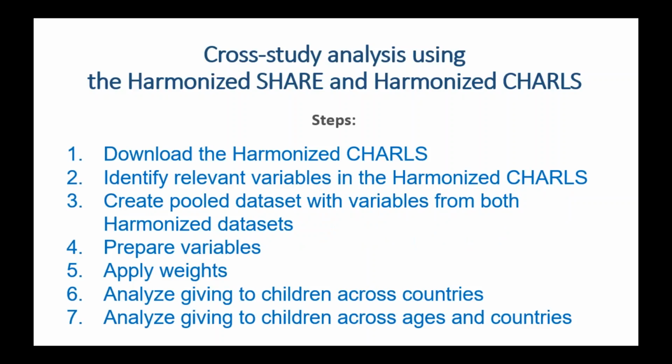We're then going to identify the relevant variables in the harmonized CHARLS. We know what those variables are already for SHARE, so we'll identify those for CHARLS. Then we'll create a pooled data set. It's also sometimes called a stacked data set, and that has variables and observations from both harmonized data sets.